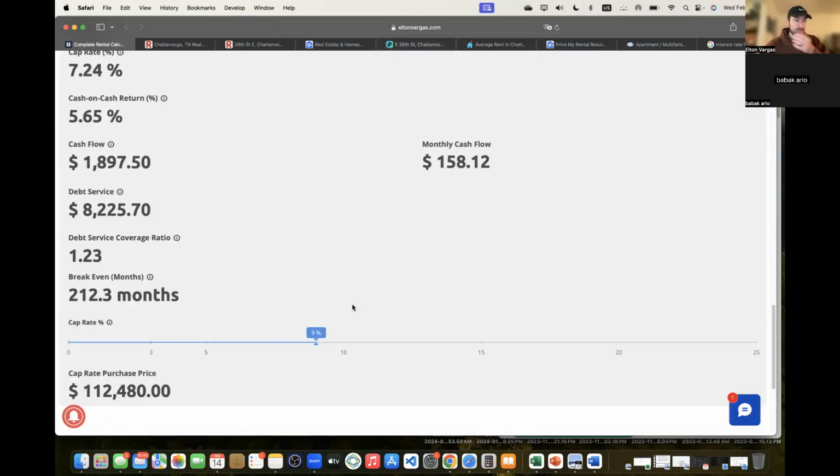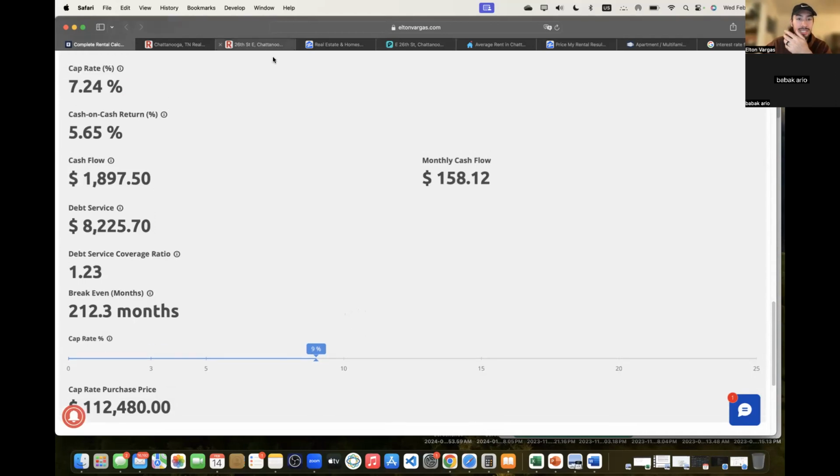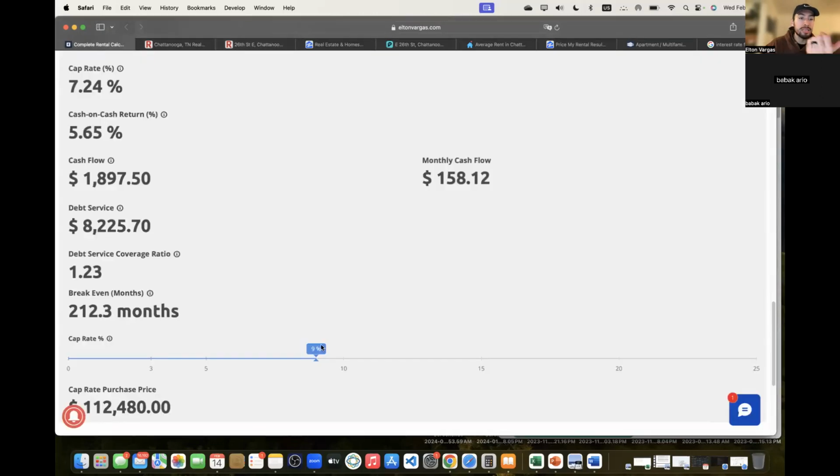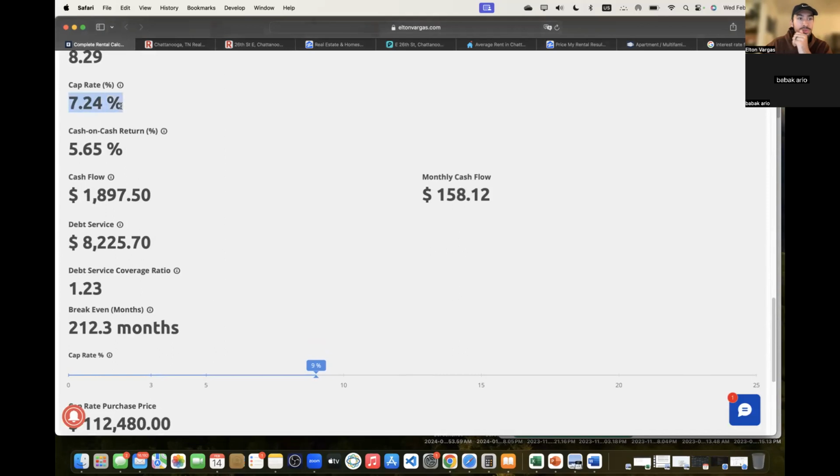But we ended up finding it, and based on the numbers on how much it was being rented out in the past and how much it was being sold for, the investor got it from a 7.24% up to like a 9%. So he negotiated on the price, and he was able to get 2 points higher on the cap rate. So same thing with this.